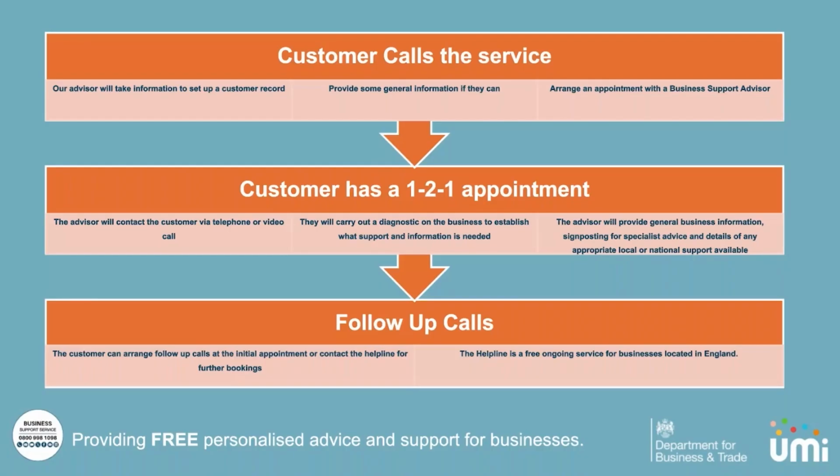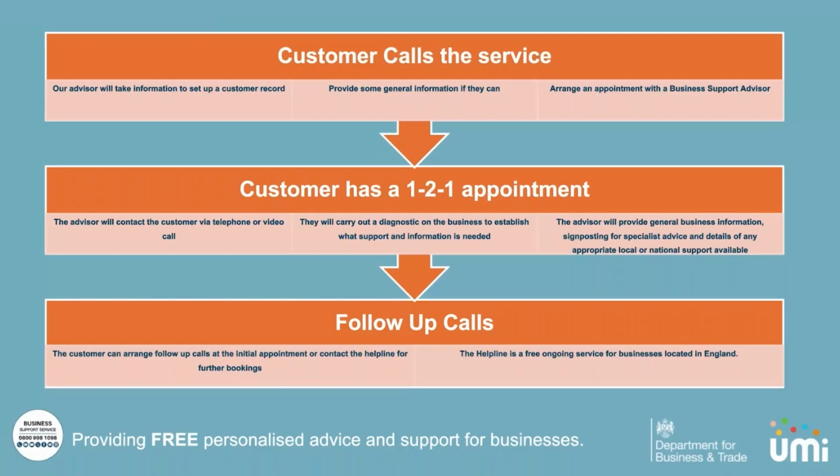They'll take some important details, things such as your name, your email address, your telephone number that we'll use for security, and your postcode as well, so that we can email you. We can also identify the localised support. They can provide some general information if they can on areas. And then they can arrange an appointment with one of our tier two business support advisors.